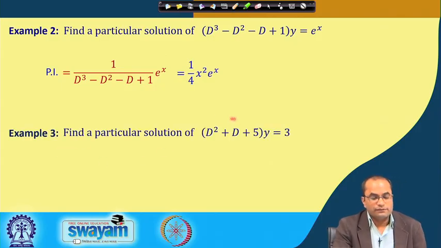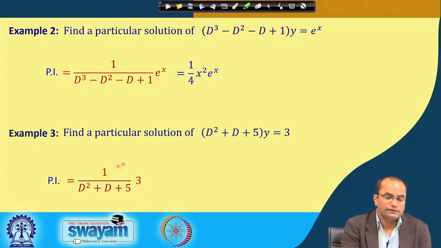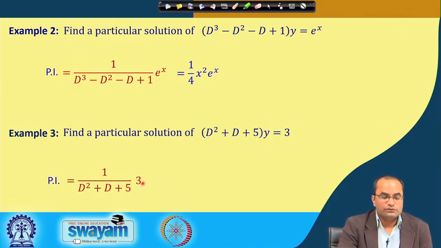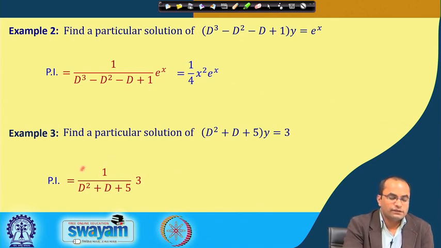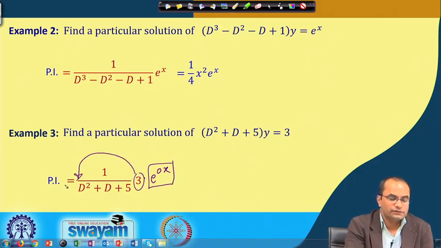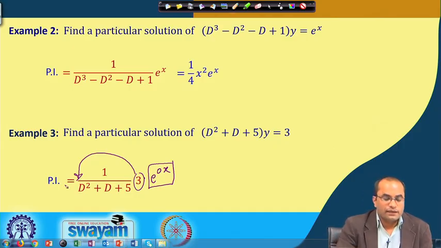In the next problem, which is the last for today, we have d square plus d plus 5 y equal to 3. The idea here is that this particular integral will be 1 over d square plus d plus 5, and we have this 3. The 3 we can take out of this operator, as it is a constant, but there will be 1 here. That 1 we can write down as e power 0 x, that is the trick we are using here. 3 we can take outside of this operator, because this operator will not do anything with the constant, and here e power 0 x is now replacing 1.